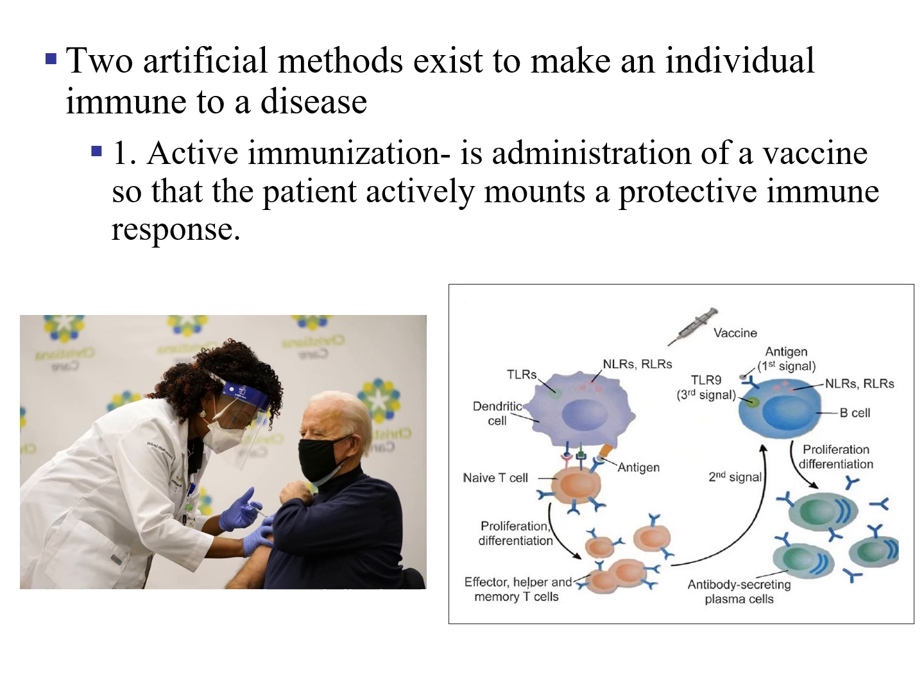In the picture below, we have a president receiving a vaccine. This is an active immunization, which is when you administer a vaccine so that the patient actively mounts a protective immune response. So what that lady is putting into his arm is maybe a modified version of the entity that will cause the disease. That entity is foreign to Joe Biden.